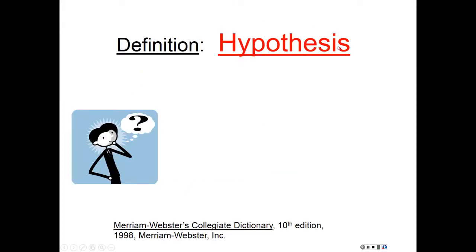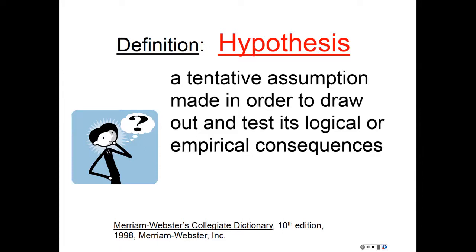So first of all, we need a definition of what a hypothesis is. Does anybody who has taken a science class know what a hypothesis is? It's exactly what it is. It's an educated guess. It's not just some wild random guess. It's a guess based on some evidence. Now, the dictionary definition is that it's a tentative assumption made in order to draw out and test its logical or empirical consequences. It's an educated guess. Okay?